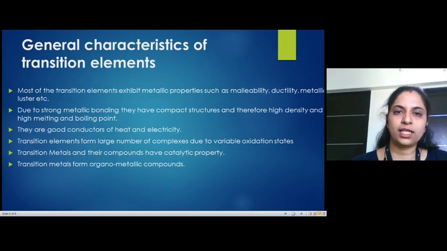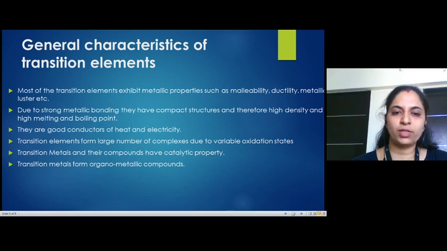These are the general characteristics of transition elements. Most of the transition elements exhibit metallic properties such as malleability, ductility, metallic luster, etc. Due to strong metallic bonding, they have compact structures and therefore high density and high melting and boiling points. They are good conductors of heat and electricity.